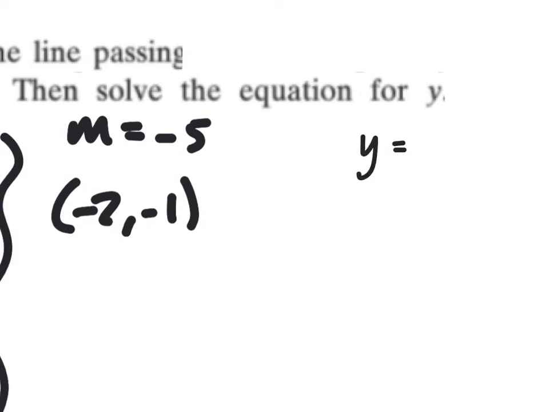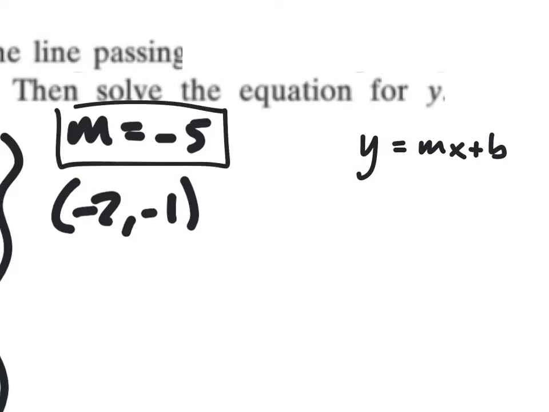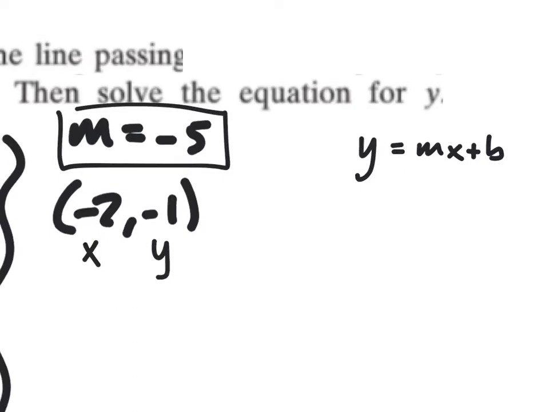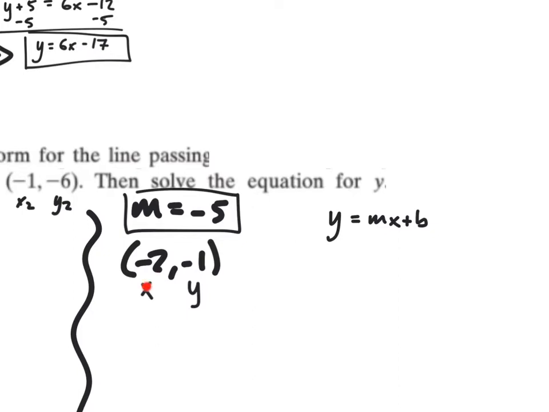I'm using y equals mx plus b. And so I already have my slope m. My x value is -2. My y value is -1. So the only difference between this method and the other one is I don't call this x1, y1, because we don't have that over here. So now I'm going to plug in the values that I've got.